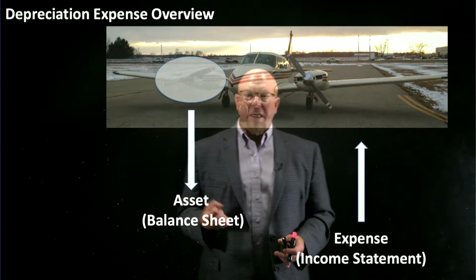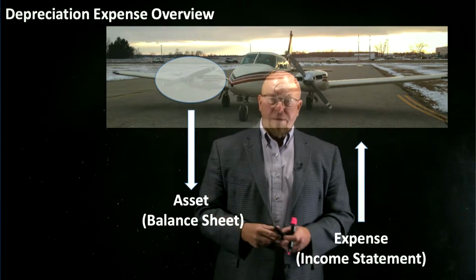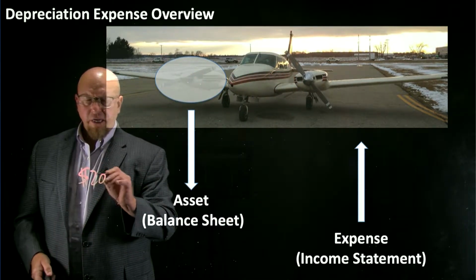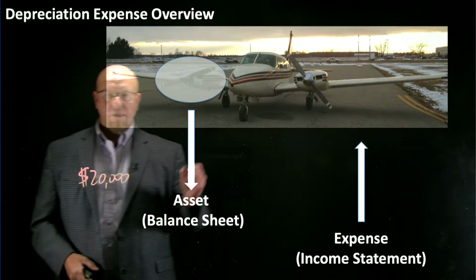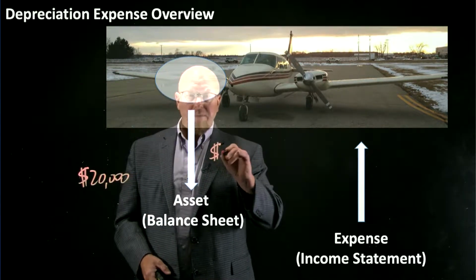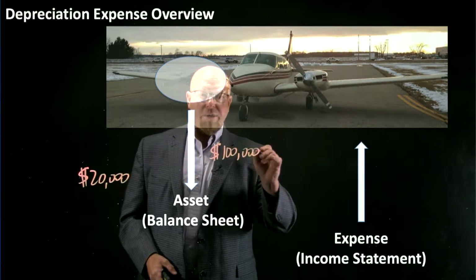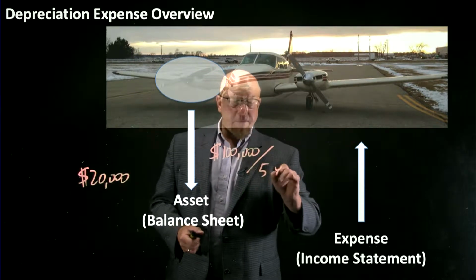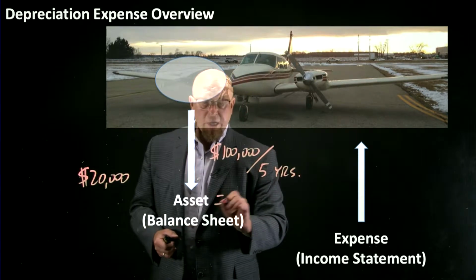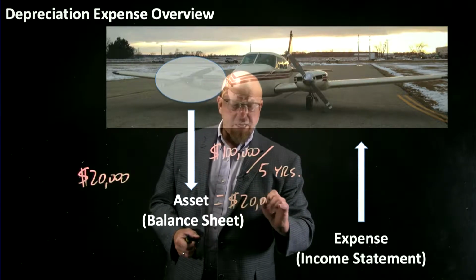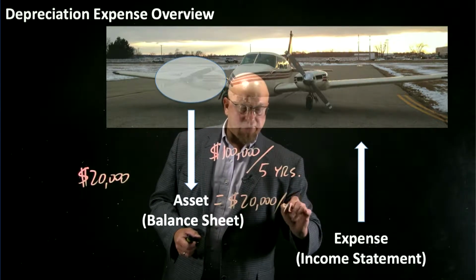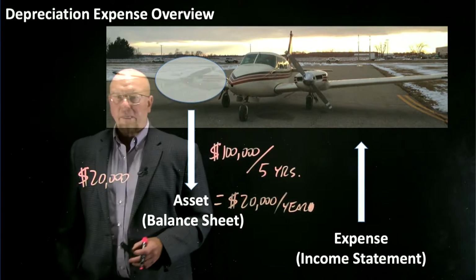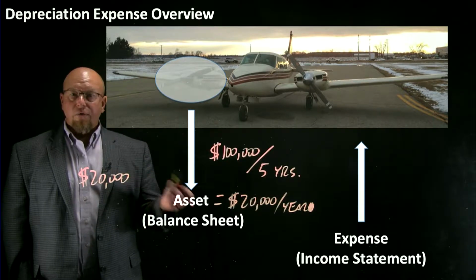Now, this could be a little bit dangerous because I'm about to tell you that we're going to record depreciation expense for the first year in the amount of $20,000. Well, how did I come up with that $20,000? What I'm basically saying is the depreciable cost of the asset is $100,000. That's what we paid for the airplane. And as management of the company, we estimated that the useful life of this asset is 5 years. What that means is that we're going to record depreciation expense equal to $20,000 for each year.